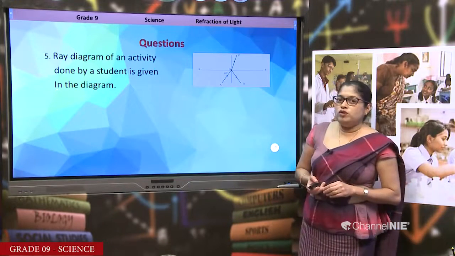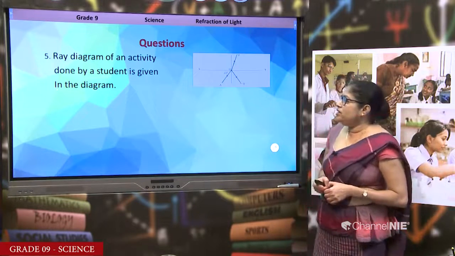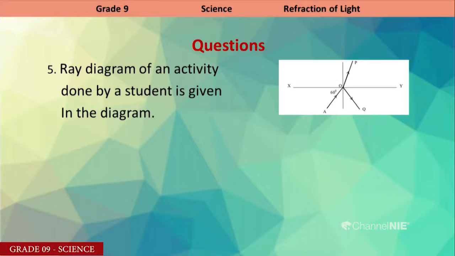Then we will move on to some essay type questions. Question number 5. This is a ray diagram of an activity done by a student. This is the ray diagram.